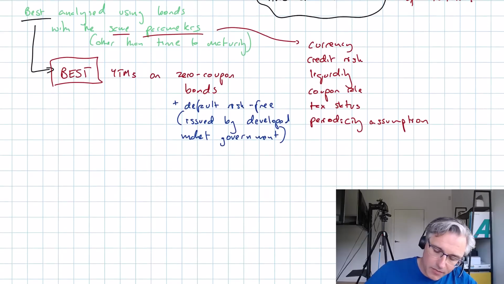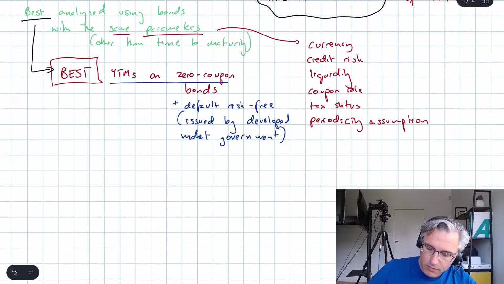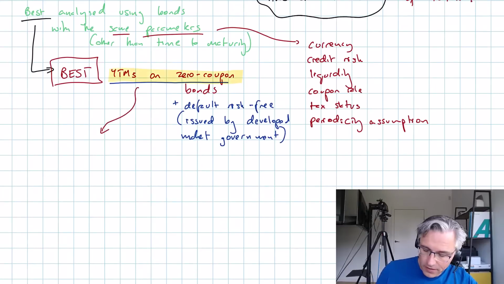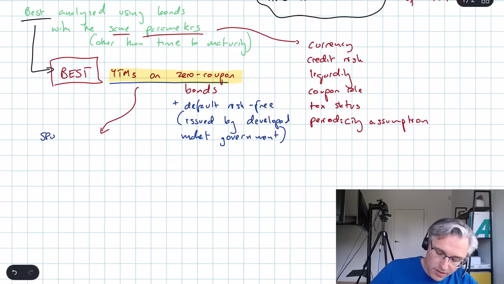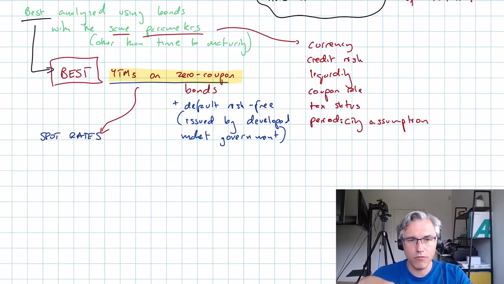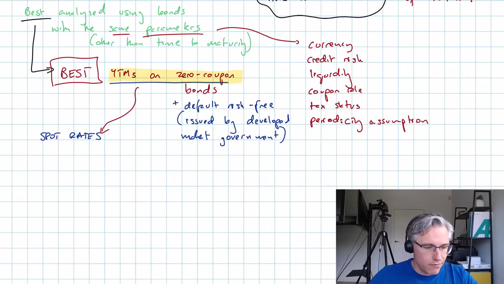The yields to maturity on zero coupon bonds will be effectively referred to as spot rates. And they're very convenient things because we can use spot rates to perform time value of money computations pertaining to single cash flows. You can use a spot rate to discount a single cash flow to today's point on the timeline.